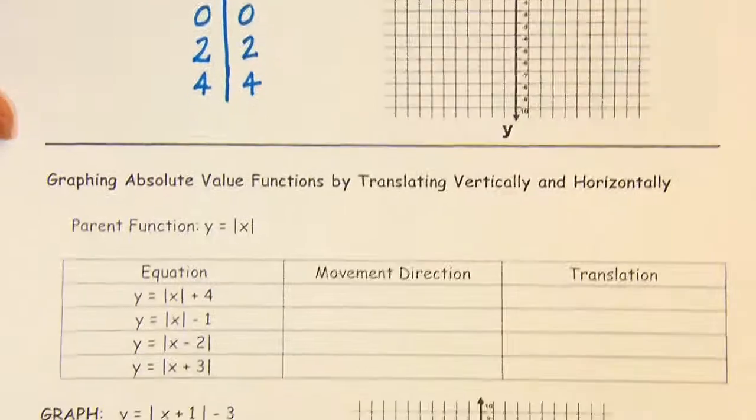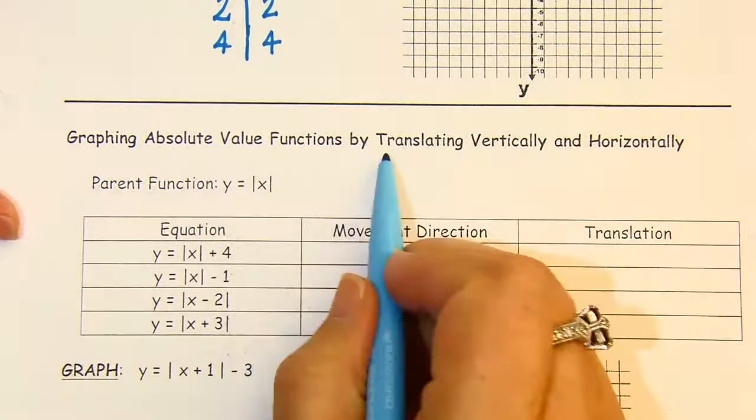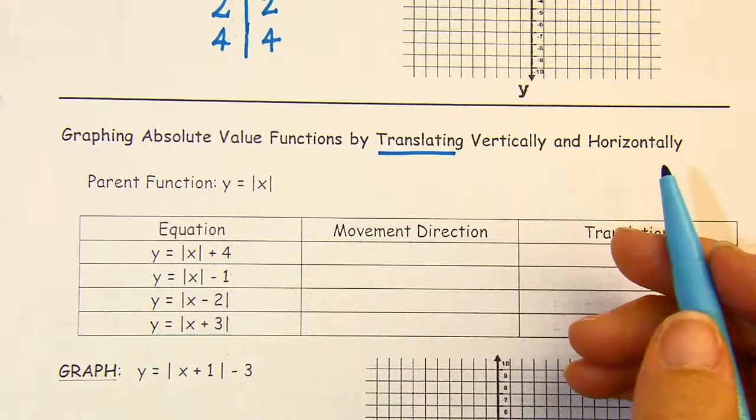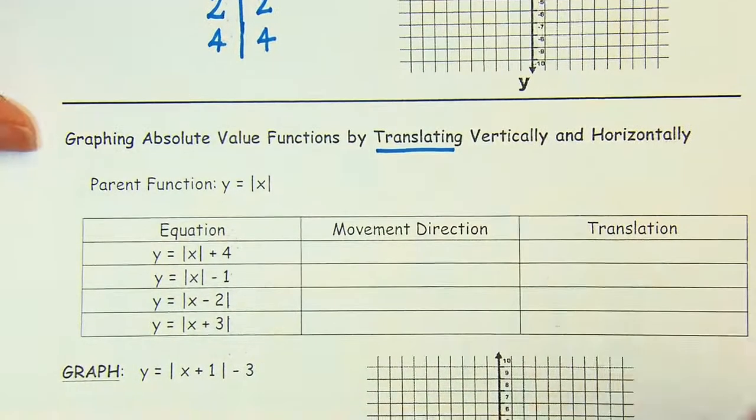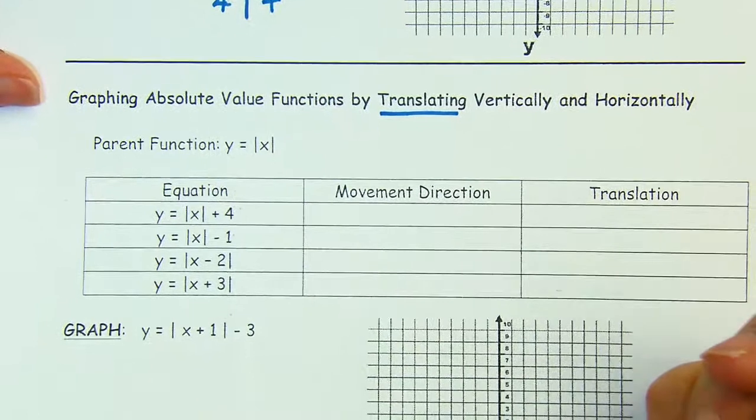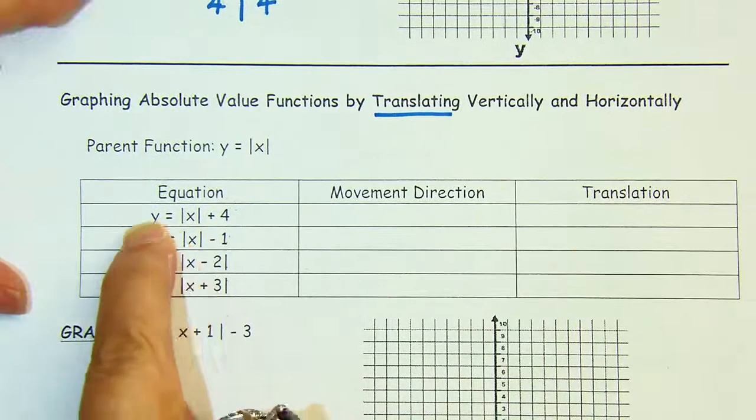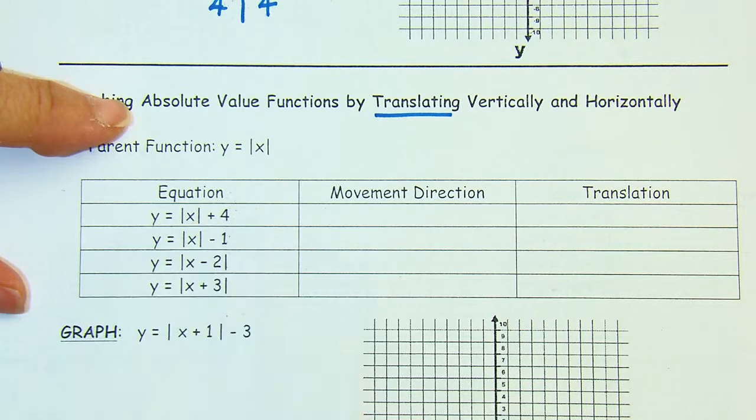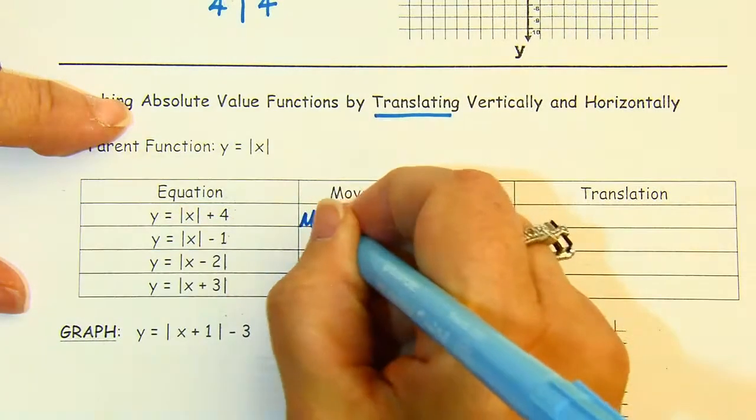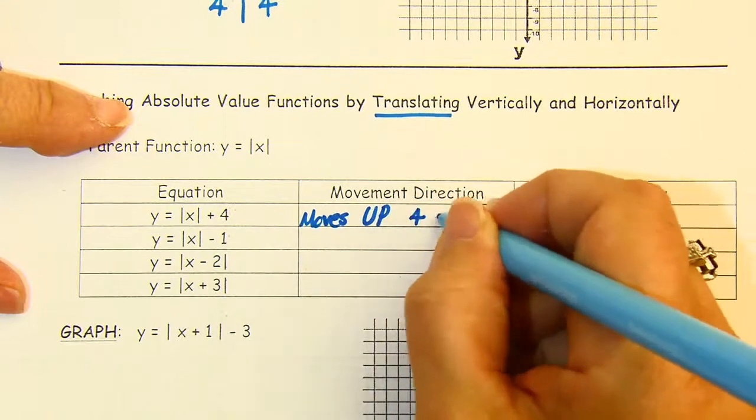All right, what does the rest of the section say? Well, move the note sheet up here. Graphing absolute value functions by translating vertically and horizontally. So my parent function is y equals the absolute value of x. What happens to the graph if the equation changes like these? Well, when I've got something like y equals the absolute value of x plus 4, that means I'm taking the V-shaped graph, the absolute value, and I'm shifting it up 4 units.